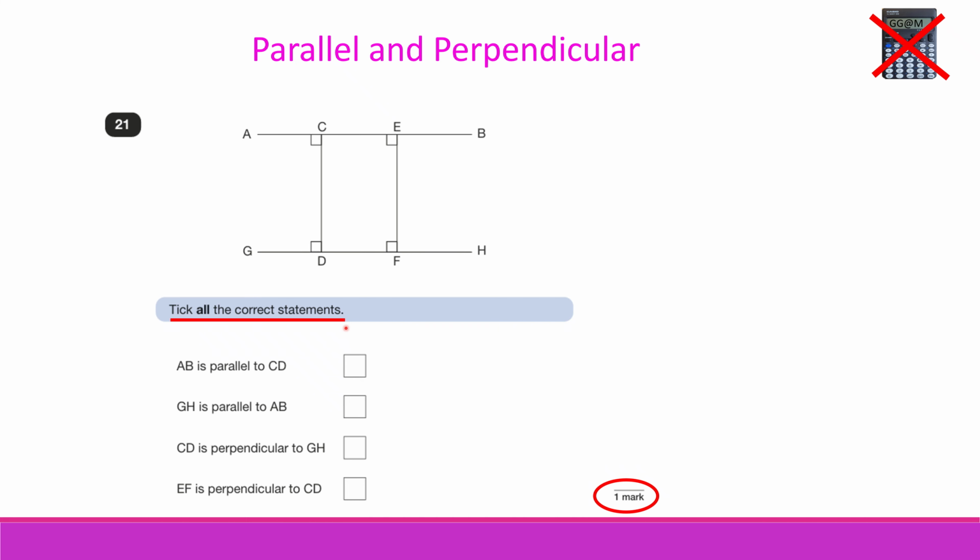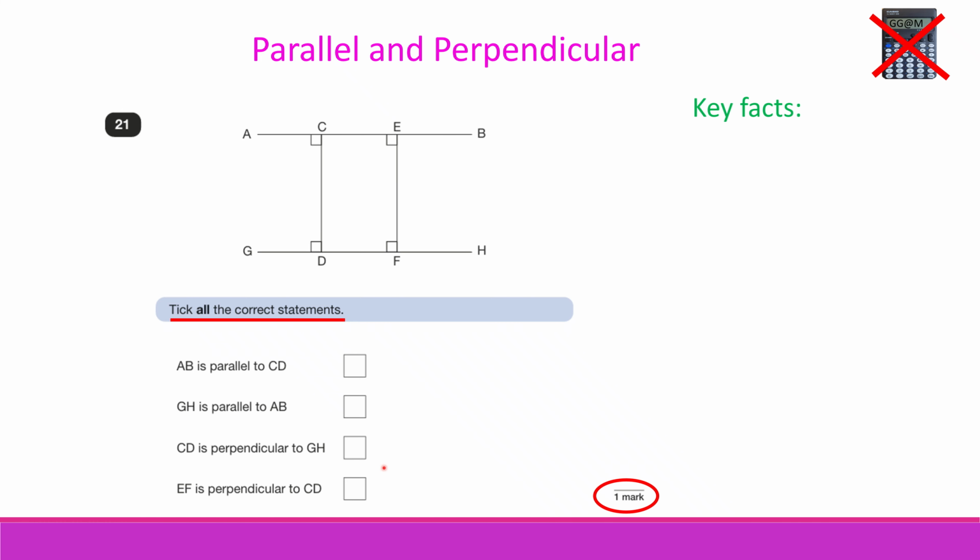Now it does say statements, that means you're going to be ticking more than one answer. So one of these 2 are going to be correct and one of these 2 because they're in pairs. So parallel, the top 2, and perpendicular. They want to know the difference between parallel and perpendicular lines. So you're going to be ticking one of the top 2 or one of the bottom 2.